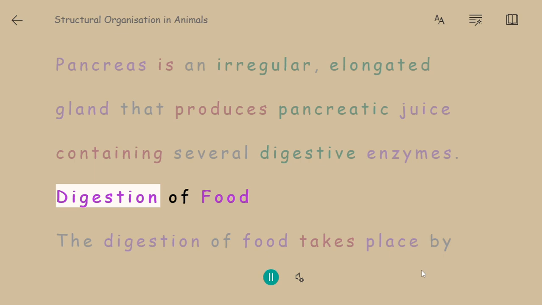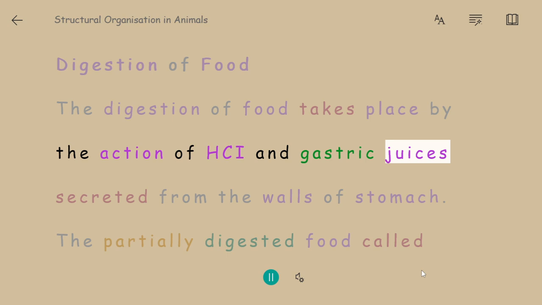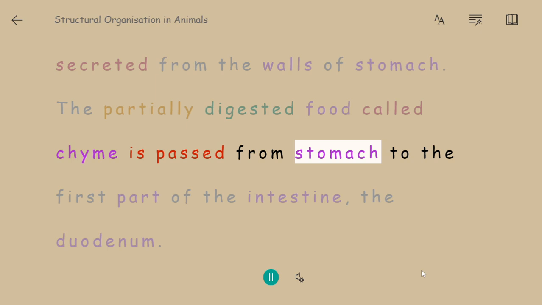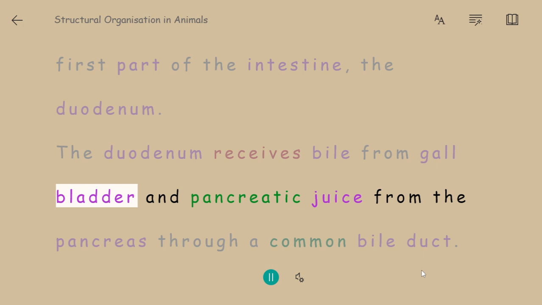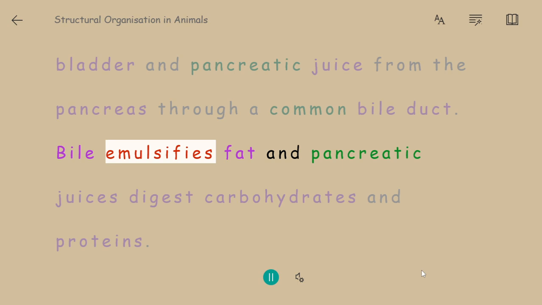Digestion of food. The digestion of food takes place by the action of HCl and gastric juices secreted from the walls of stomach. The partially digested food called chyme is passed from stomach to the first part of the intestine, the duodenum. The duodenum receives bile from gallbladder and pancreatic juice from the pancreas through a common bile duct. Bile emulsifies fat and pancreatic juices digest carbohydrates and proteins.